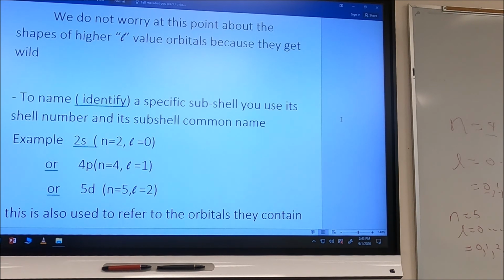So, to identify a specific subshell, it takes 2 quantum numbers. You've got to have a shell number and a subshell number. And one of the ways we make it easier to write, and compact, is to use a pattern where we use the shell number and the subshell common name. So if I write 1s, that means n is 1 and L is 0. 2s means n is 2 and L is 0. If I were to write 4p, that means that n is 4 and L is 1. If I wrote 5d, it would mean n is 5 and L is 2.